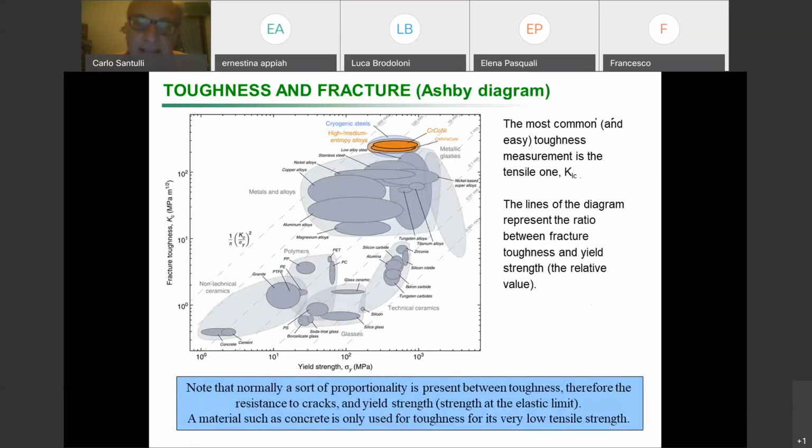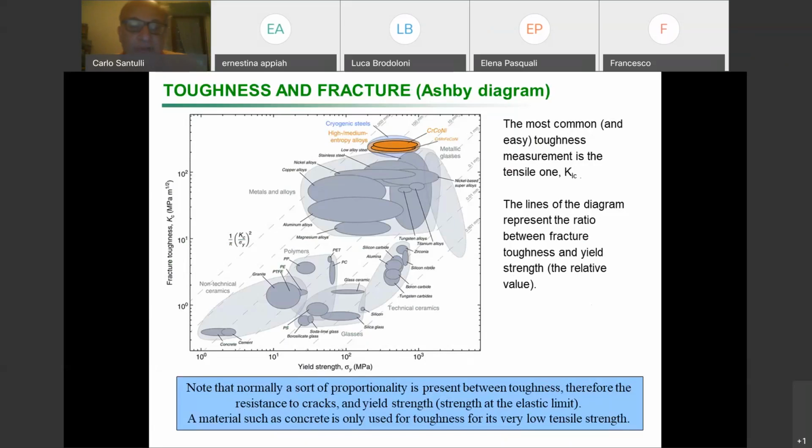Again, we have an Ashby diagram which gives us a number of indications. Here we have the yield strength. The yield strength is in practice the elastic limit, so the strength at which dislocations start being activated, and the fracture toughness on the y-axis.